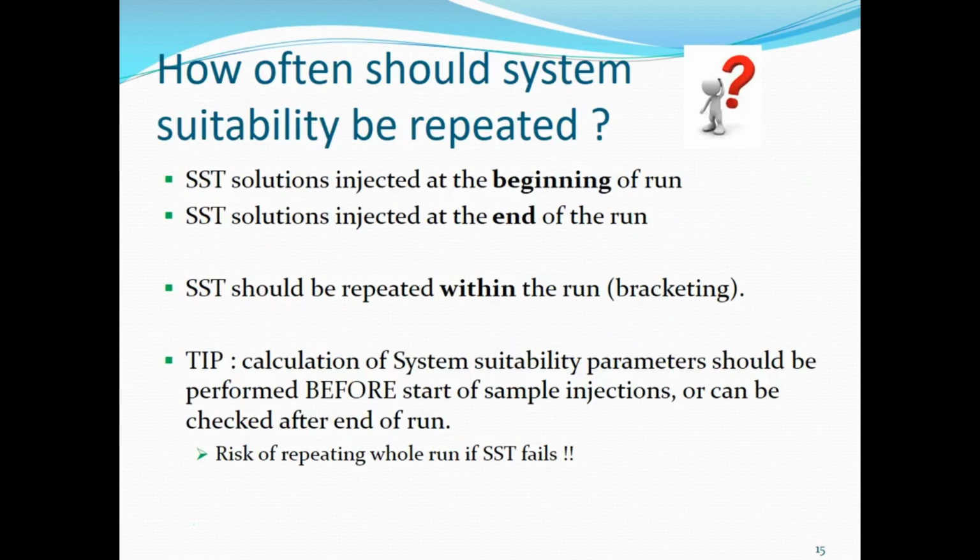So how often should system suitability be repeated? As mentioned, system suit solutions should be injected at the beginning of a run, and they should be injected at the end of a run. System suit should be repeated within the run also. For example, injection precision obtained from standard injections dispersed throughout the run, or we call them bracketing standards. So if your instrument is running for 24 hours constantly, running numerous batches, you should intersperse standards throughout that run, so you can bracket and accept samples within those brackets if your system was to drift over time. So calculation of system suit parameters is normally performed before the start of sample injections to reduce the risk of invalidating sample results.